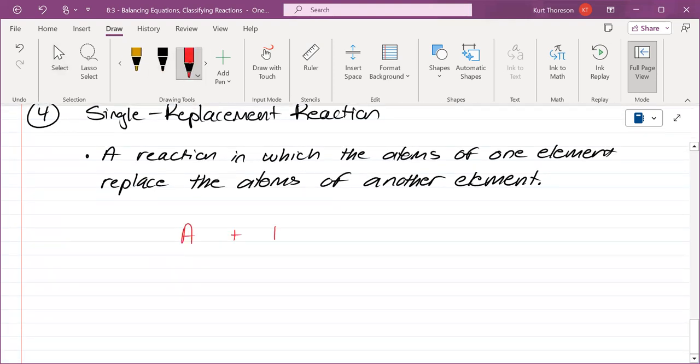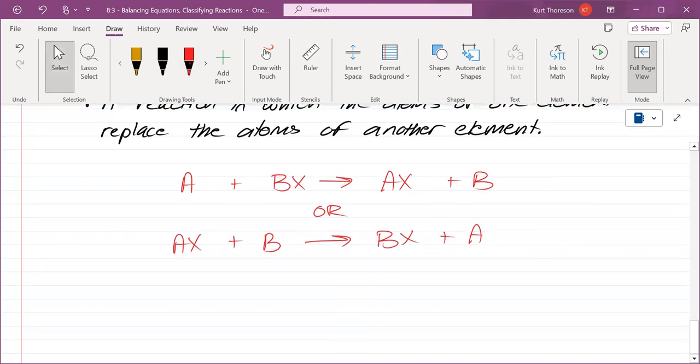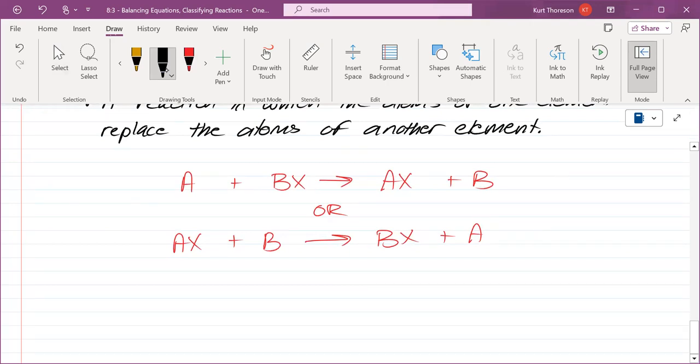So we could have A reacts with BX to form AX and B, or you could have AX reacts with B to form BX and A. Now, something that you must keep in mind here is that you cannot have a cation and a cation together. In other words, a metal and a metal, you can't have that. So you have to be sure that metal and non-metal go together whenever you have these compounds here and here. The metal is going to be positively charged. The non-metal is going to be negatively charged. You cannot have non-metal to non-metal. You can't have metal to metal. It's not going to work.